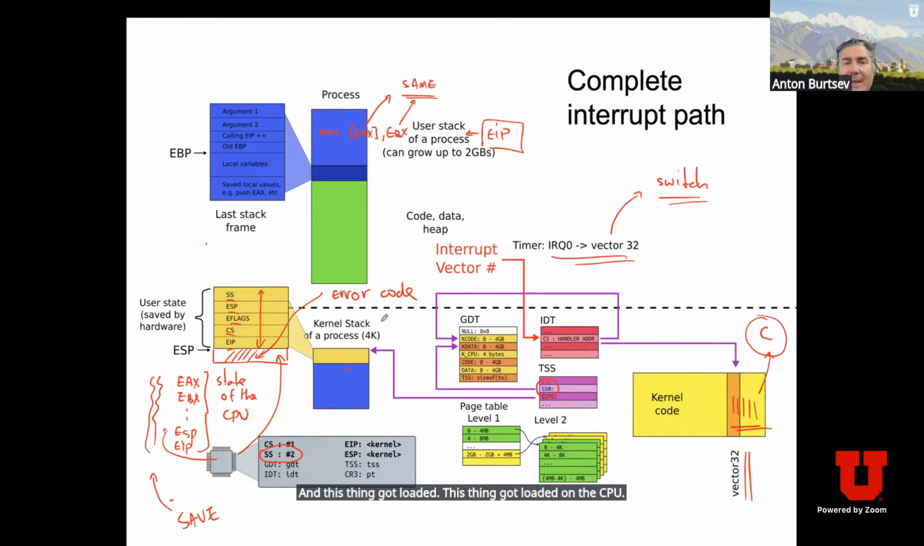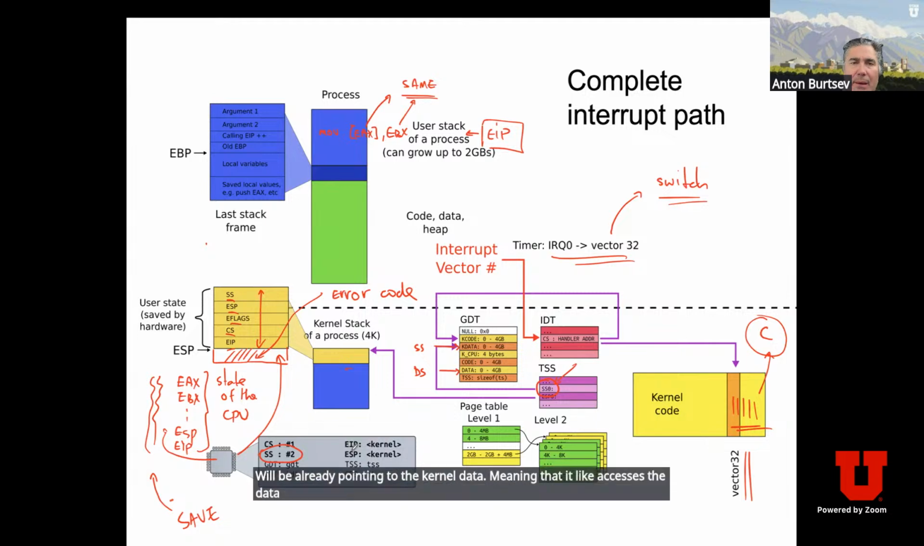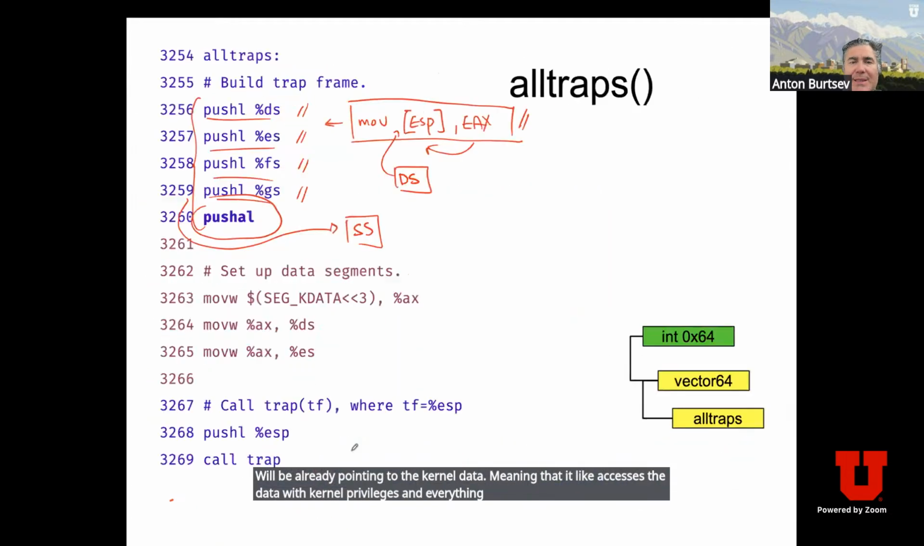But the DS segment is still a user DS. So it's not pointing to this kernel data. It's still pointing to the user data. The stack segment, the one which was in the TSS, will already be pointing to the kernel data, meaning that it accesses the data with kernel privileges and everything. But DS is not yet set. And this is exactly what alltraps is doing next.